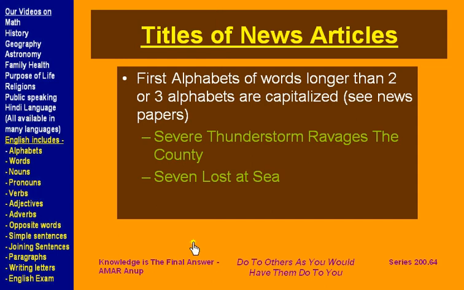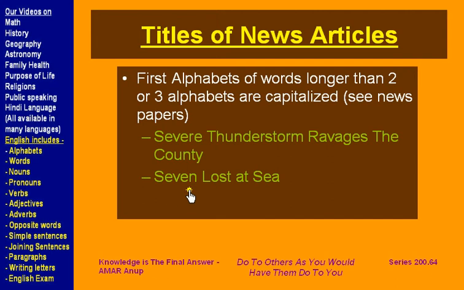Titles of news articles are capitalized. So there is a news item in a newspaper which says Severe Thunderstorm Ravages the Country or County. So the first alphabet in Severe, T in Thunderstorm, R in Ravages, T in The, and County C are capitalized. And when you look at an English newspaper, you will immediately see that in the title of the news, the first alphabets of all the words are capitalized.